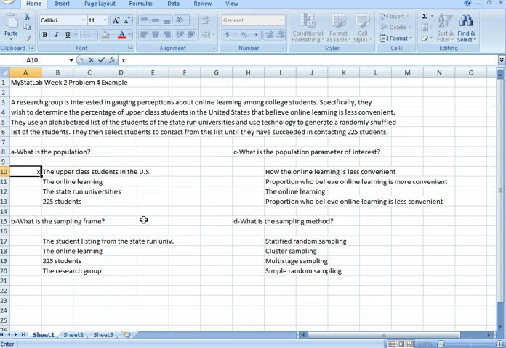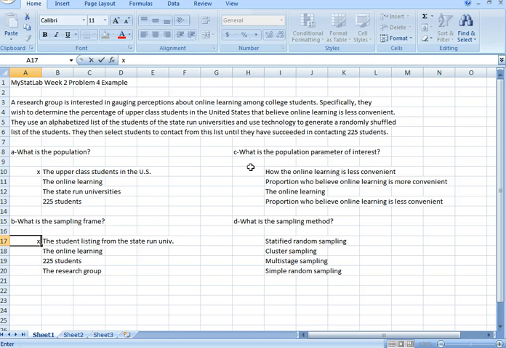Let's move on to part B. What is the sampling frame? Well, a sampling frame is the list that we actually draw from. So now we're looking at where we are going to get the information we're going to use to complete our survey. Looking up here, we have a group of upper class students in the United States, and we're going to use an alphabetized list of students of the state-run universities. So that's our sampling frame. That's where we're drawing our data from. So here again we can go down and mark the first answer, the student listing from the state-run universities. That's our sampling frame.